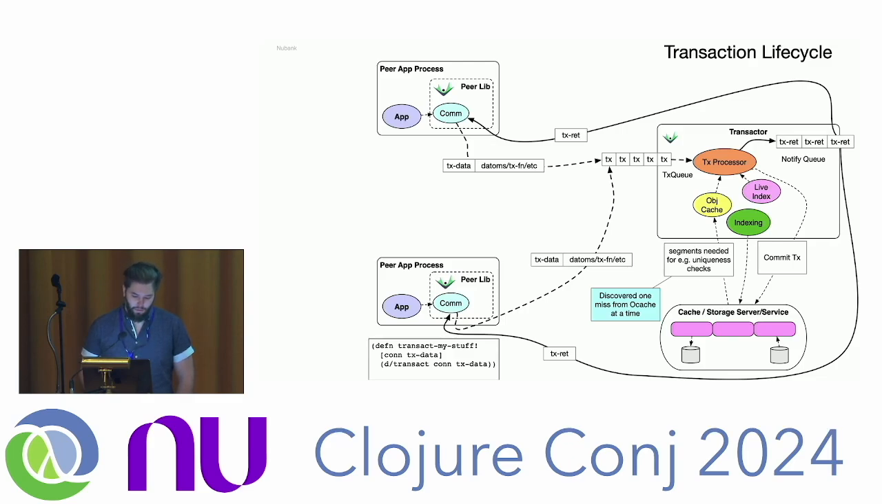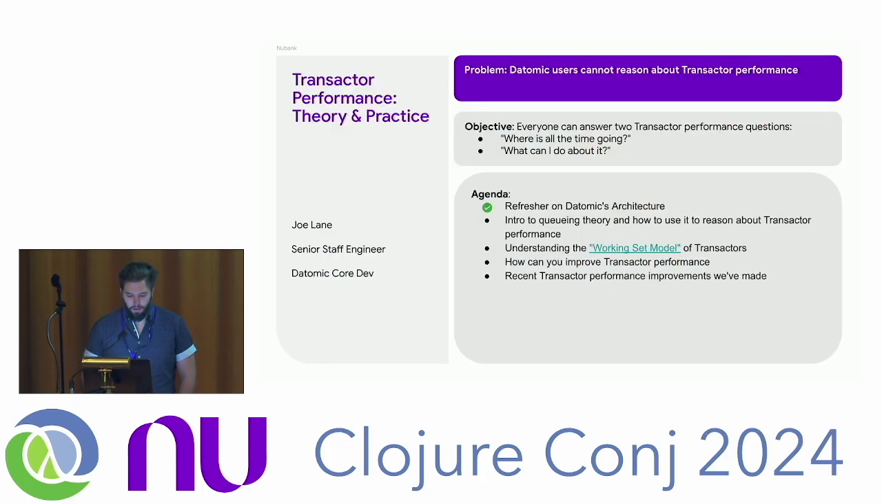And inside the transaction processor, historically, we have discovered what segments we need one miss at a time out of the object cache. Once the transaction completes, we then commit that data into the storage service and then emit the transaction results out to this thing called a notify queue, and then that's broadcast back to the peers. That's it. We can move on. Any questions? No. All right.